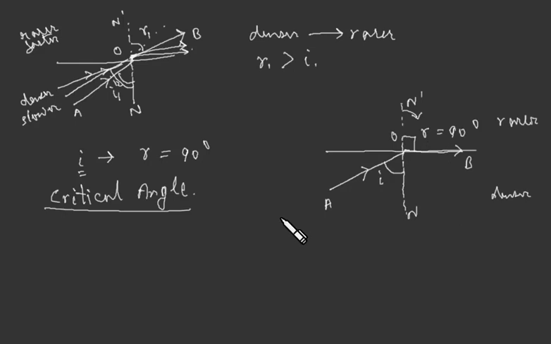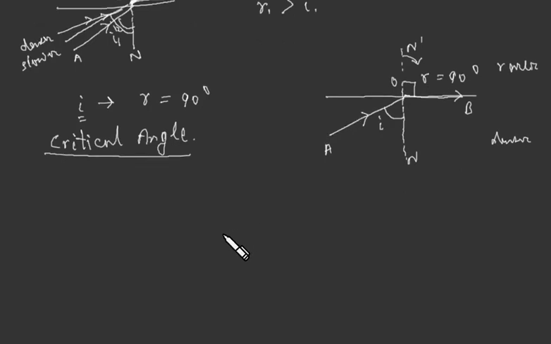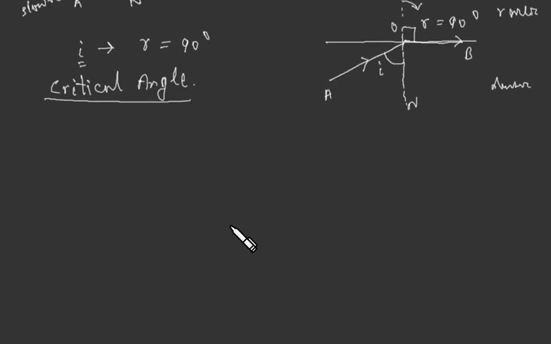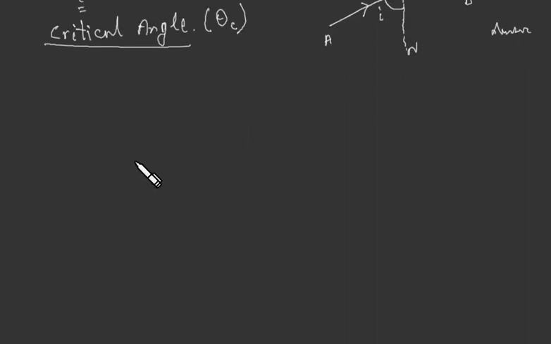Alright. Now, what happens if we increase the angle of incidence further? By the way, this critical angle is sometimes written as theta c or IC. It is generally denoted by IC or theta c, c for critical angle. Alright. Now, what happens if we go further beyond critical angle, beyond theta c? What happens after that?